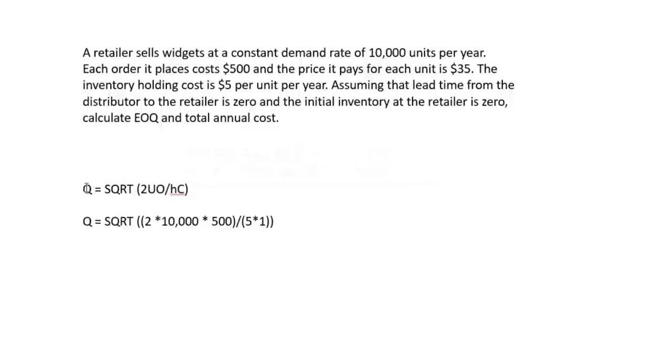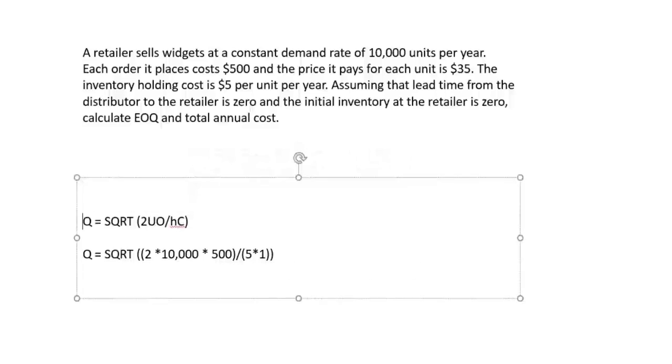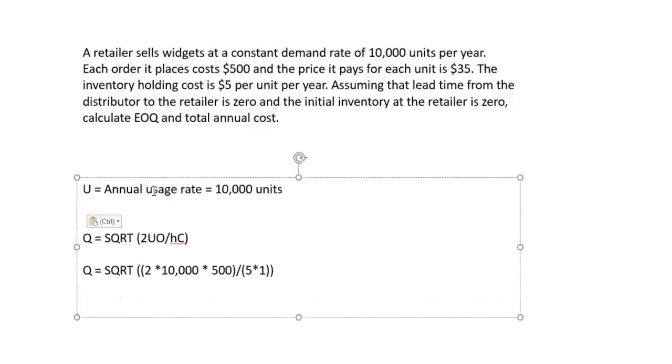So in this example, let me go ahead. Sorry, I don't want to get too ahead of myself. So let's look at the information that we require. If I was to break out the annual usage rate, the annual usage rate is very simple. How many of these items do we sell per year? That's 10,000 units. Very simple.